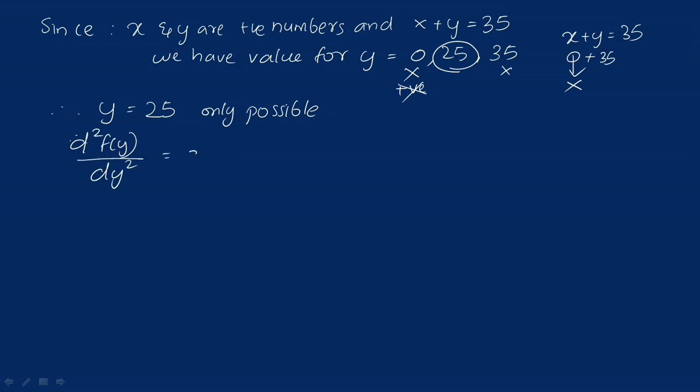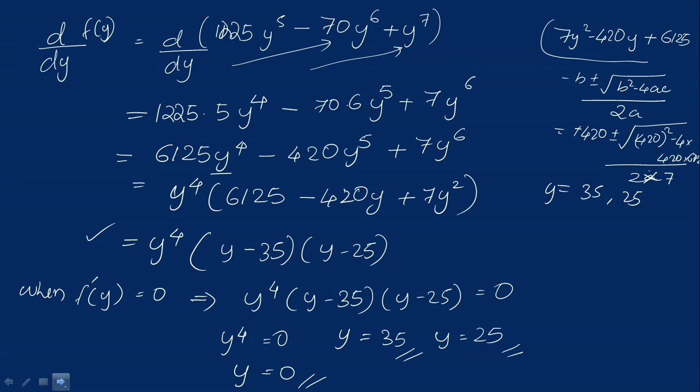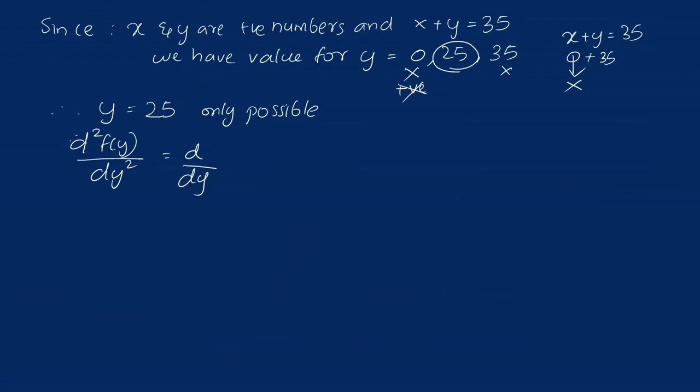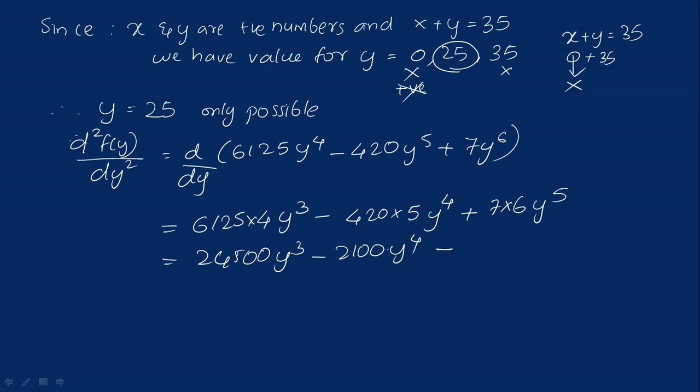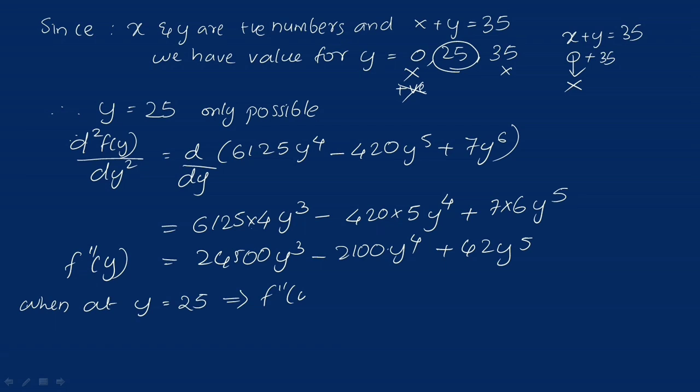So what is d square f of y by dy square? That is d by dy of f dash of y, where we take 6125 y raised to 4 minus 420 y raised to 5 plus 7 y raised to 6. So d by dy of 6125 y raised to 4 is 6125 into 4 y cube, minus 420 into 5 y raised to 4, plus 7 into 6 y raised to 5. Or 6125 into 4 is 24,500 y cube, minus 420 into 5 is 2,100 y raised to 4, plus 7 into 6 is 42 y raised to 5.